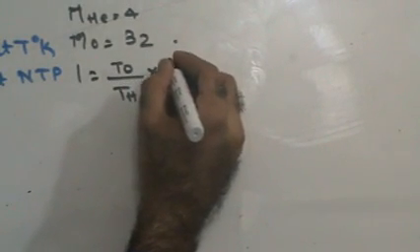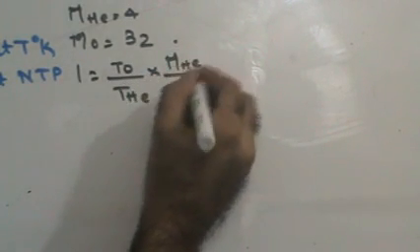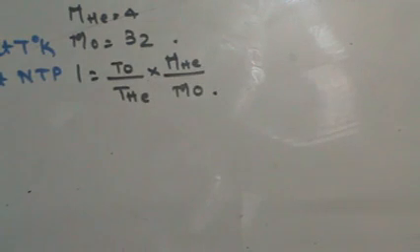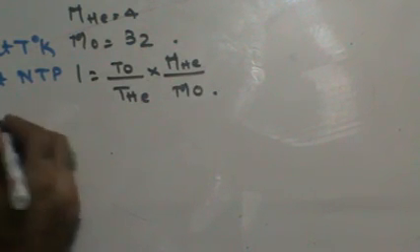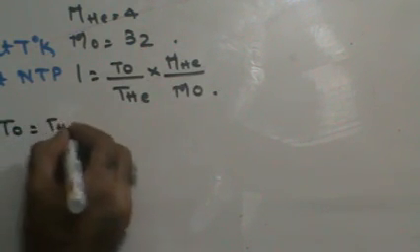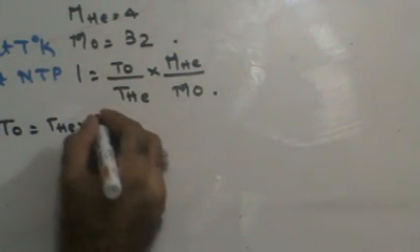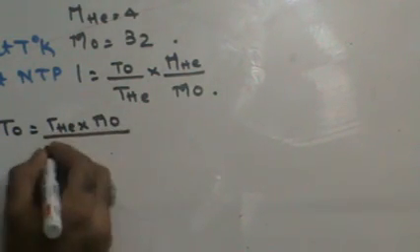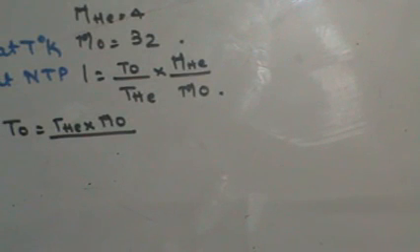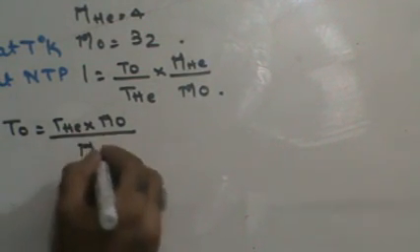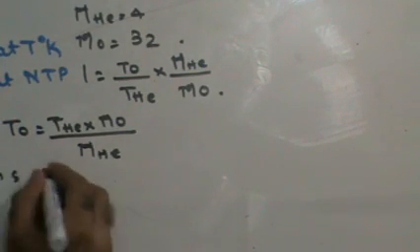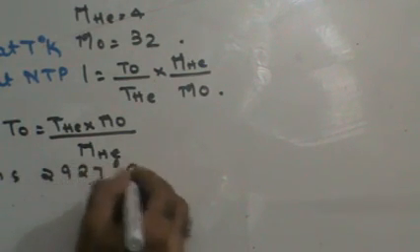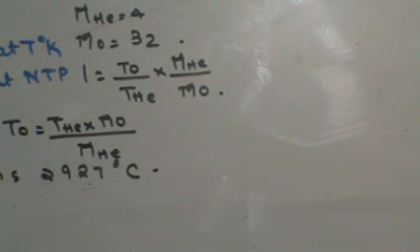T_He is equal to M_He upon M_0. Right? Now you can cross multiply and you will get your answer. You want to find out the temperature of oxygen. So you can say the temperature of oxygen is the temperature of helium into molecular weight of oxygen upon molecular weight of helium. Right? The answer for this sum should come out to 2927 degrees Celsius. Next, take down the next one please.